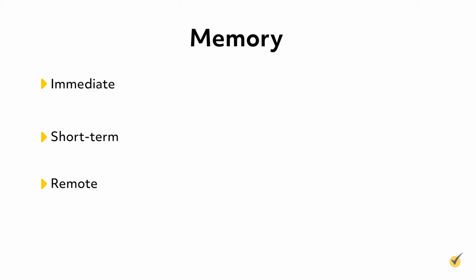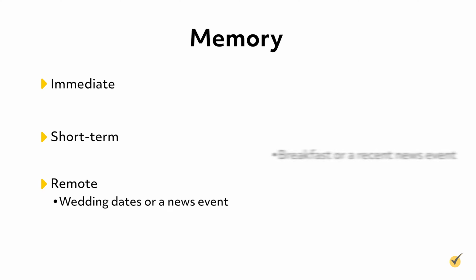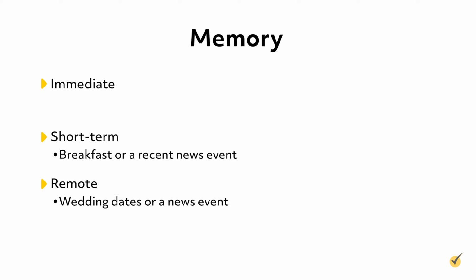Memory is assessed based on immediate memory, short-term memory, and remote memory. Remote memory can be tested by asking about wedding dates or a news event. Short-term memory can be assessed by asking what he had for breakfast or a recent news event. Immediate memory involves asking the patient to remember 3 unrelated words and having him repeat them back to you. As you're assessing orientation, also take note of the patient's speech.